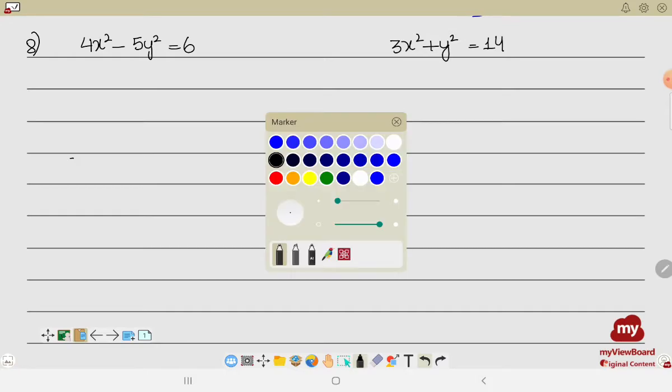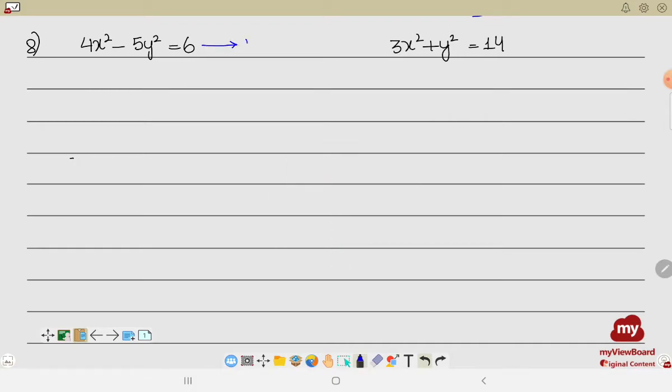Question number is 8. Let me write down the question. It is 4x square minus 5y square is equal to 6. And the second equation is 3x square plus y square is equal to 14. Right? So if you see, let's give the equation numbers. This is going to be equation number 1. This is going to be equation number 2. Again, we are going to use the elimination method. For the elimination method, our terms should be the same. Here we have 4x square, here we have 3x square. The terms are not the same. Here we have 5y square, here we have 1y square. So the terms are again not the same.